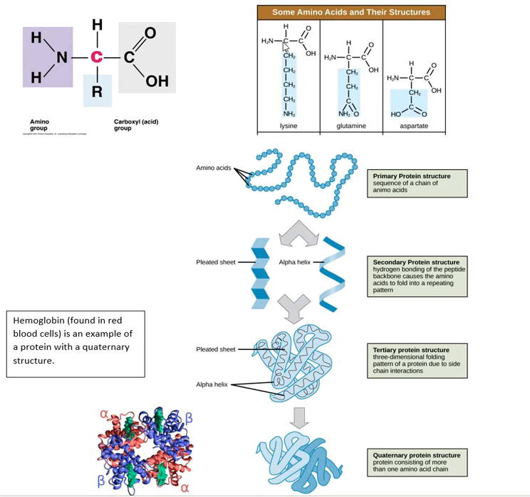Coming off of the central carbon, which has the hydrogen attached to it, you can see that chemically speaking, there can be a variety of different things. Each of the 20 amino acids has a different variable region or side group. You can see in this example, this is the side group for lysine. This is the side group for glutamine. This is the side group for aspartate. And again, each of the 20 amino acids has a different R group. The rest of the structure remains the same.